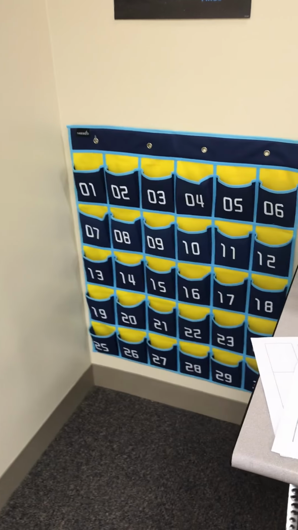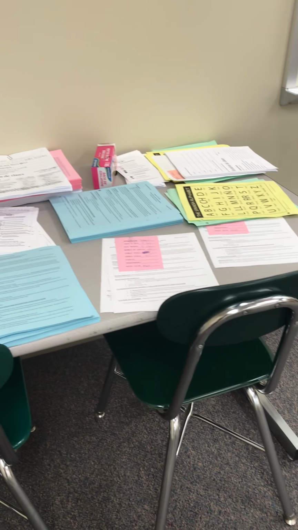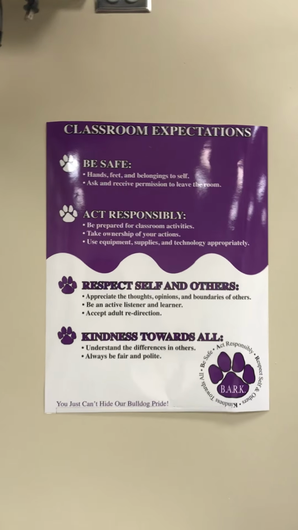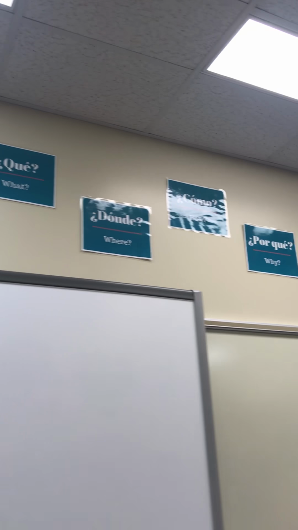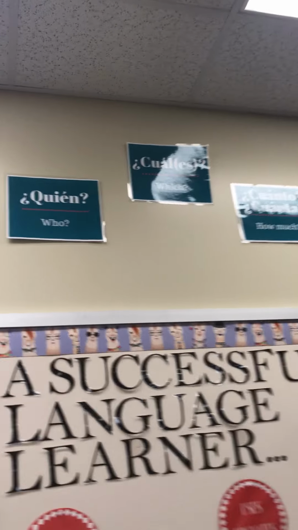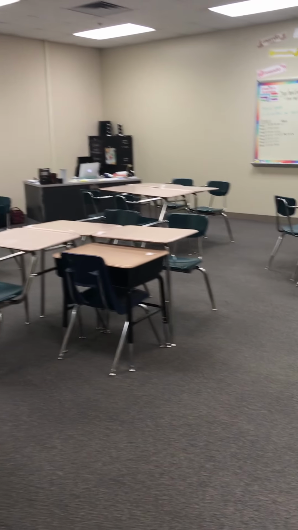I've got the phone chart, super handy. This is where I put my absent work so that it's easy for them to get. This is kind of a hot mess right now, but it is where I put the papers that I've got. Got the classroom expectations for the whole school. And then last but not least, I've got my question words up here, which I have to reference all the time when I'm asking them questions, so they're really helpful for me. So that is basically my classroom, and then I've got the desks and pods so that we can do some cooperative learning.